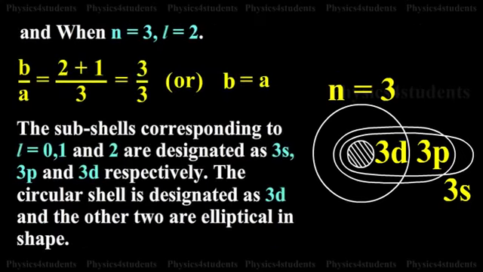And when n is equal to 3, l is equal to 2. b/a is equal to (2+1)/3, which is 3/3, or b is equal to a. The subshells corresponding to l equal to 0, 1 and 2 are designated as 3s, 3p and 3d respectively. The circular shell is designated as 3d and the other two are elliptical in shape.